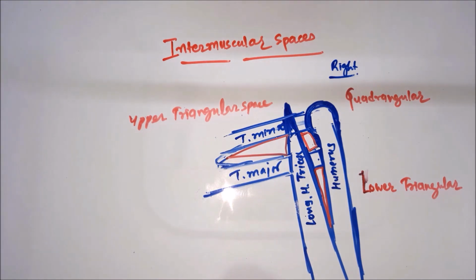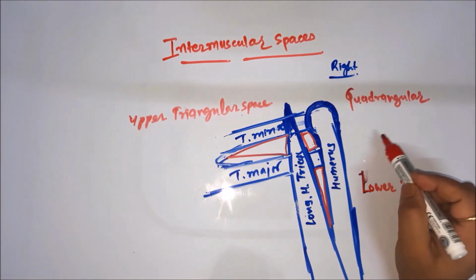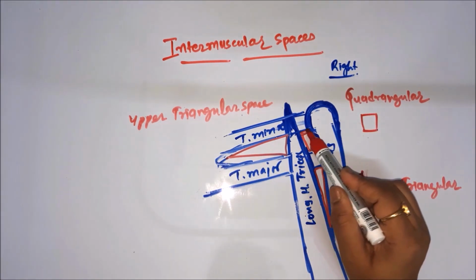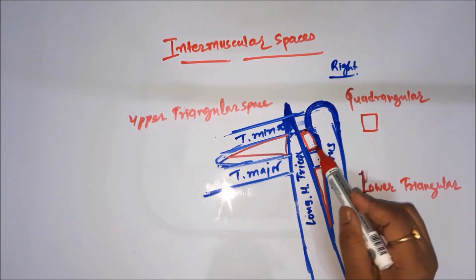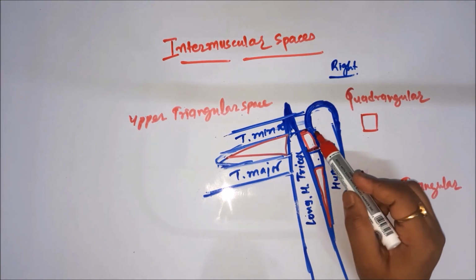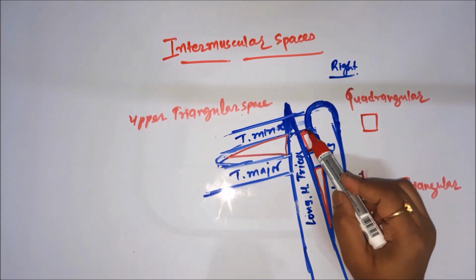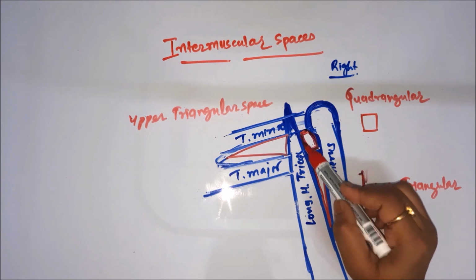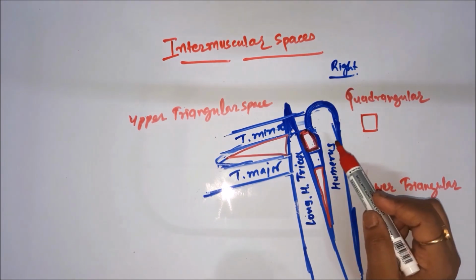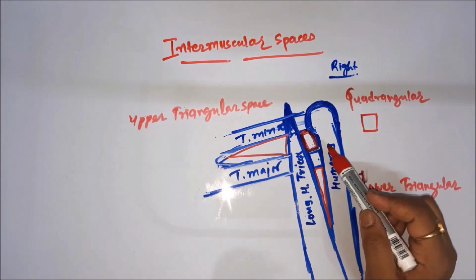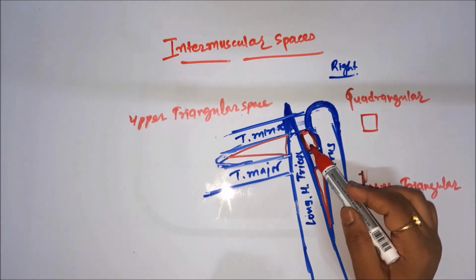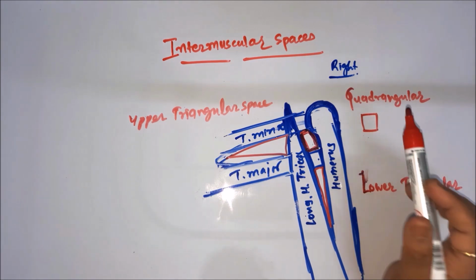Now you can see the boundaries of the quadrangular space. As it is quadrangular in shape, it is bounded above by the lower border of teres minor, below by the upper border of teres major. On the medial side, it is bounded by the neck of the humerus. On the lateral side, it is bounded by the medial border of the long head of the triceps, right?